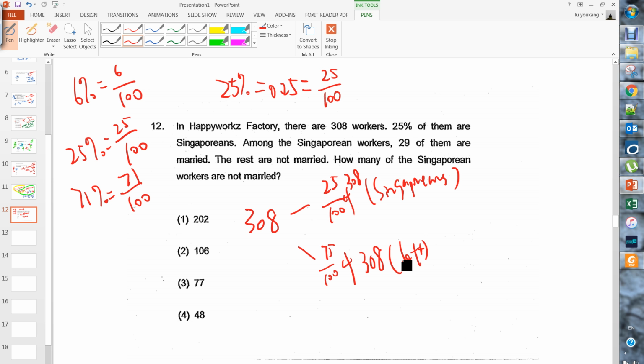Okay, now we continue. Among the Singaporean workers, 29 of them are married. Before you can find 29, you need to find out how many Singaporeans there are first. So how do you do it? 25 over 100 of means what? Times what? 100. Wait, no, 308. So calculator, quick.